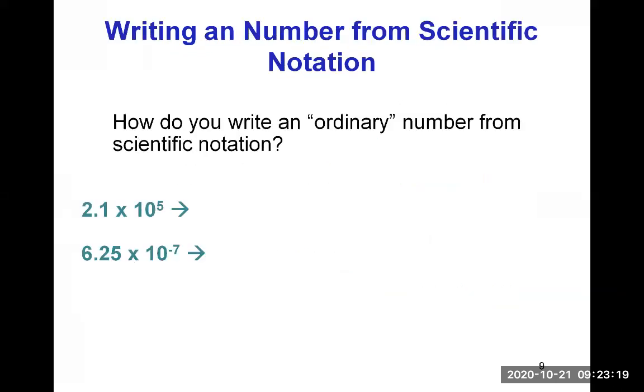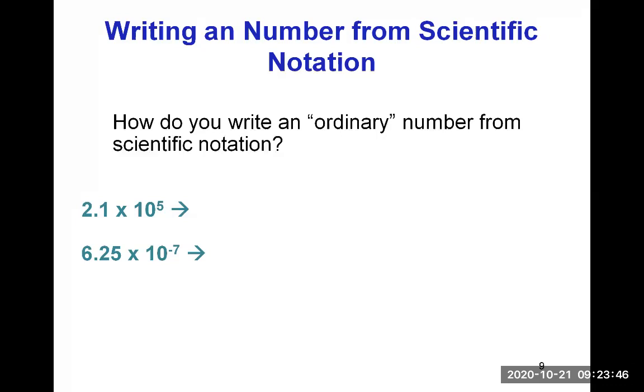So let's write a number from scientific notation back into an ordinary form, or regular notation or standard notation, and your calculators even call that floating point notation. So we have these two examples of numbers written in scientific notation. Let's write them back into their ordinary form.